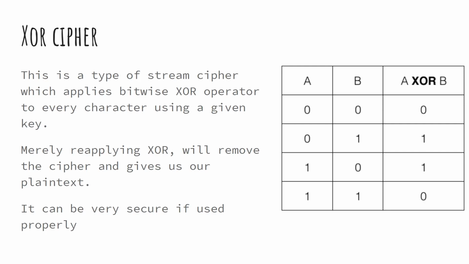The XOR function takes two inputs and gives back one output. Let us assume A and B to be inputs here. When the XOR function takes in 0 and 0, we get a 0. 0, 1 gives 1, 1, 0 gives 1, and 1, 1 gives 0. So you can remember that whenever both the inputs are equal, we get a 0, and when they are different, we get a 1. And XOR can be very secure if it is used properly.